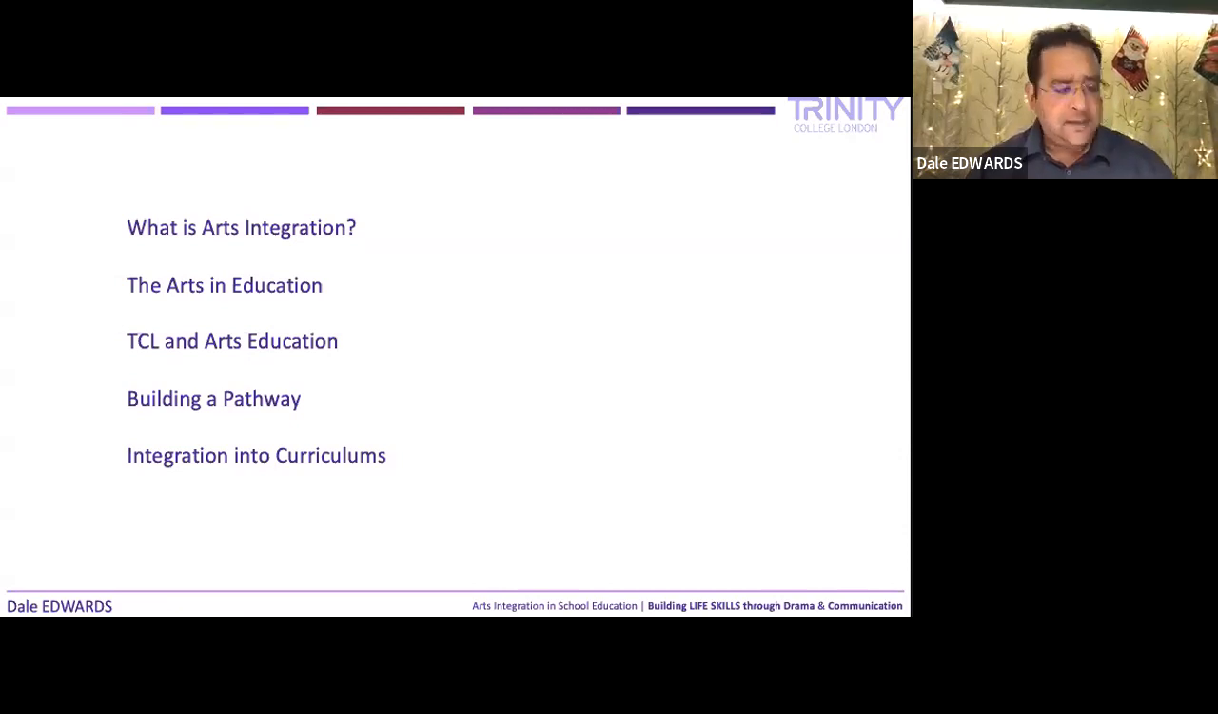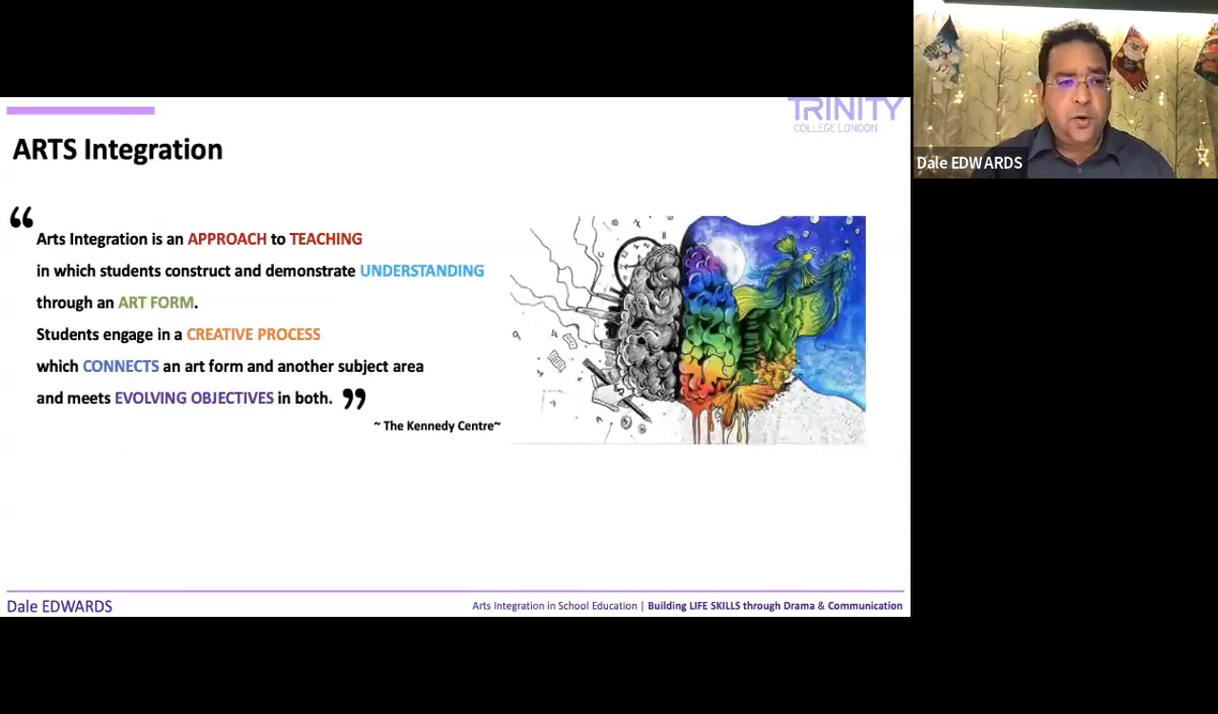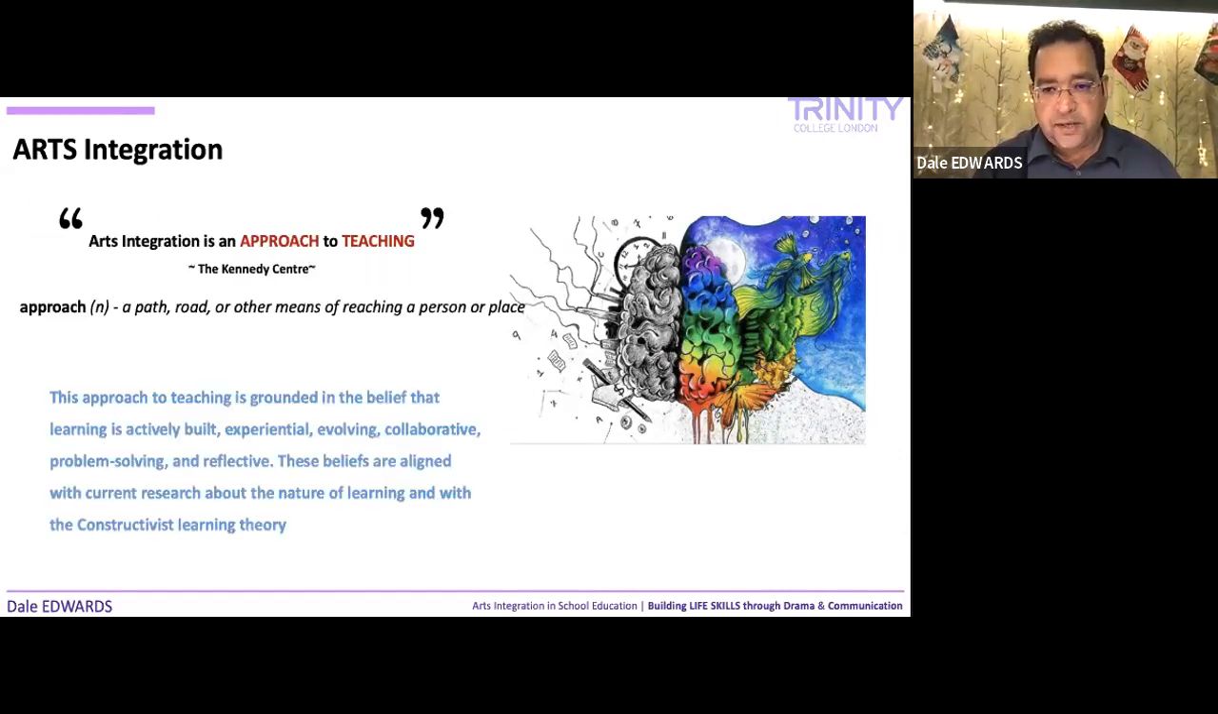All of this was just context and a little bit of history. We now look at what is arts integration. So in essence, this is the definition. Arts integration is an approach to teaching in which students construct and demonstrate understanding through an art form. Students engage in a creative process which connects an art form and another subject area and meets evolving objectives in both. So if we split up this definition, you get several very, very insightful and interesting components to it.